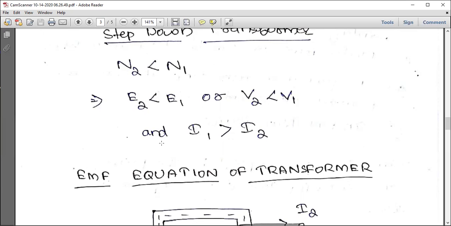In that case, we can write V1 by V2 is equal to E1 by E2 is equal to N1 by N2 is equal to I2 by I1. Okay, I'll repeat once again. The reason why I mentioned it is deliberate only. I want you people to think how it came. V1 by V2 is equal to E1 by E2 is equal to N1 by N2 is equal to I2 by I1.